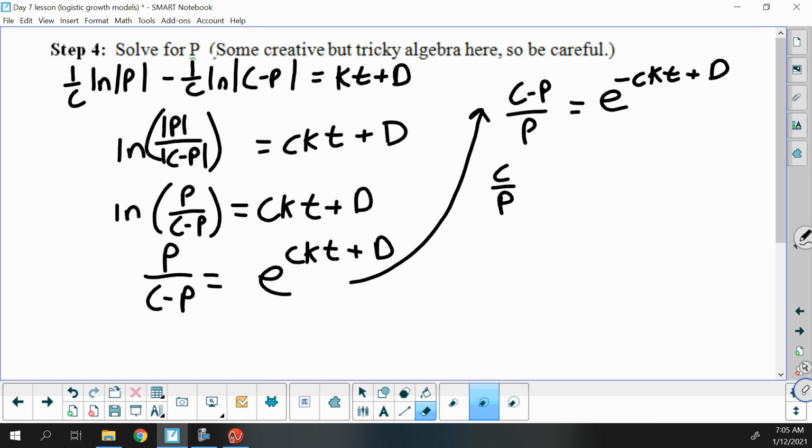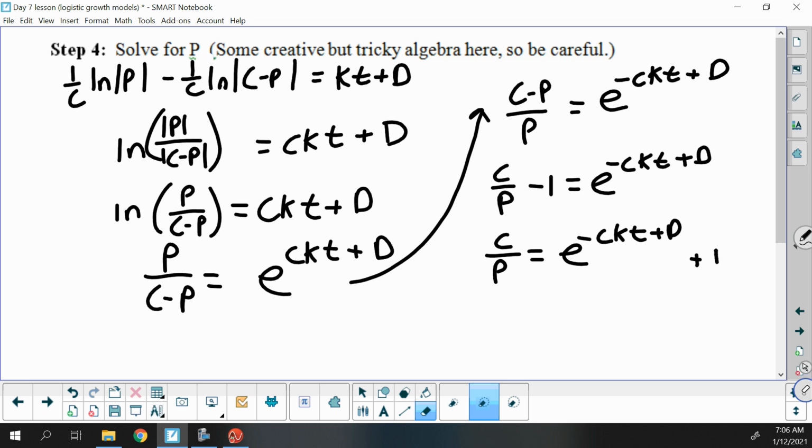So we'll have c over p minus 1 is equal to e to the minus ckt plus d. We can add the 1 over, so that's c over p is equal to e to the minus ckt plus d, and then at the end we'll have a plus 1.